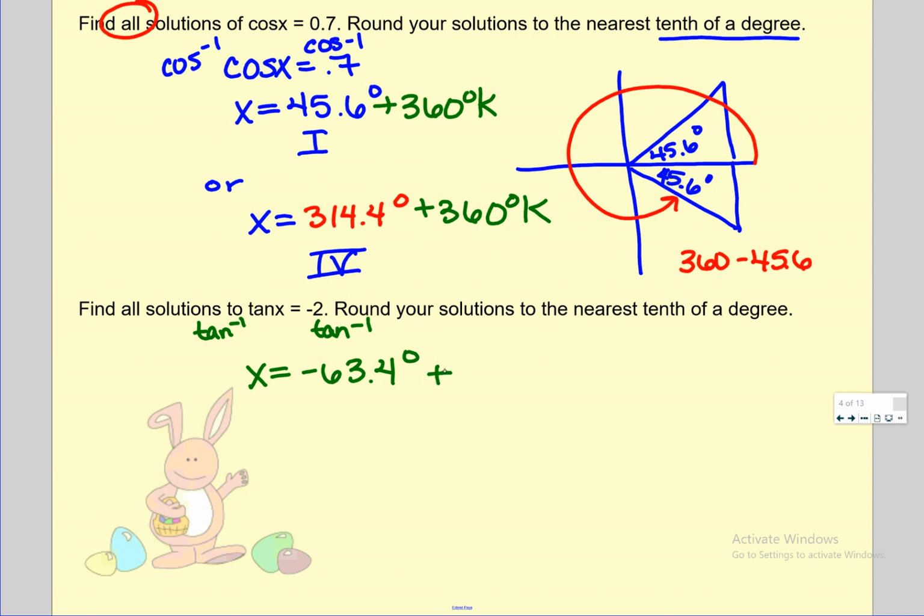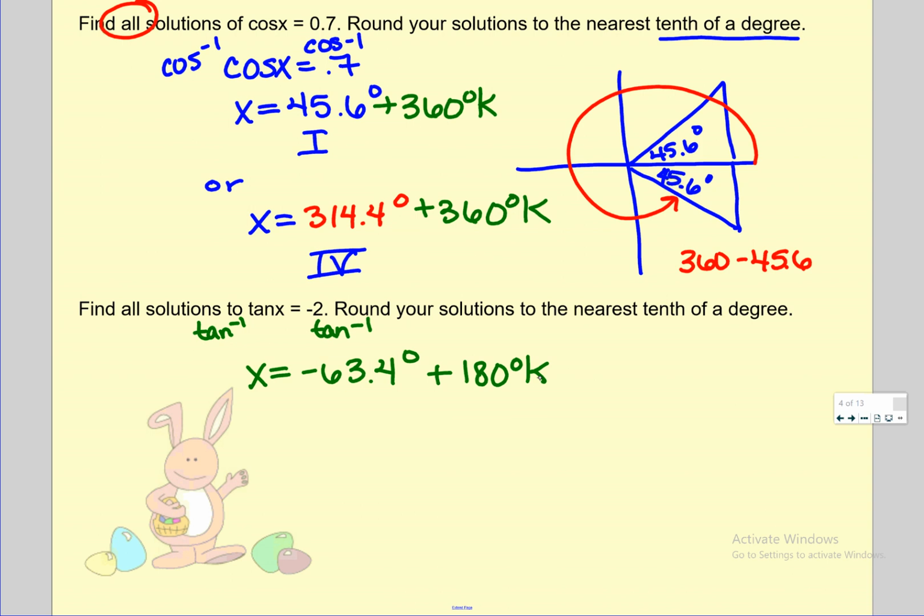Plus, what's the period of tangent? 180 if we're in degrees, so plus 180k. And if it's tangent or cotangent, remember you don't need to list that second angle because it's just going to end up being redundant. You could do that -63 plus 180, and you could get the other one if you want, but you don't need to draw the triangles for this one. Okay, only if it's sine or cosine are you going to need to draw that triangle. Figure out where else it's positive or negative, draw the triangle, find the rotation.